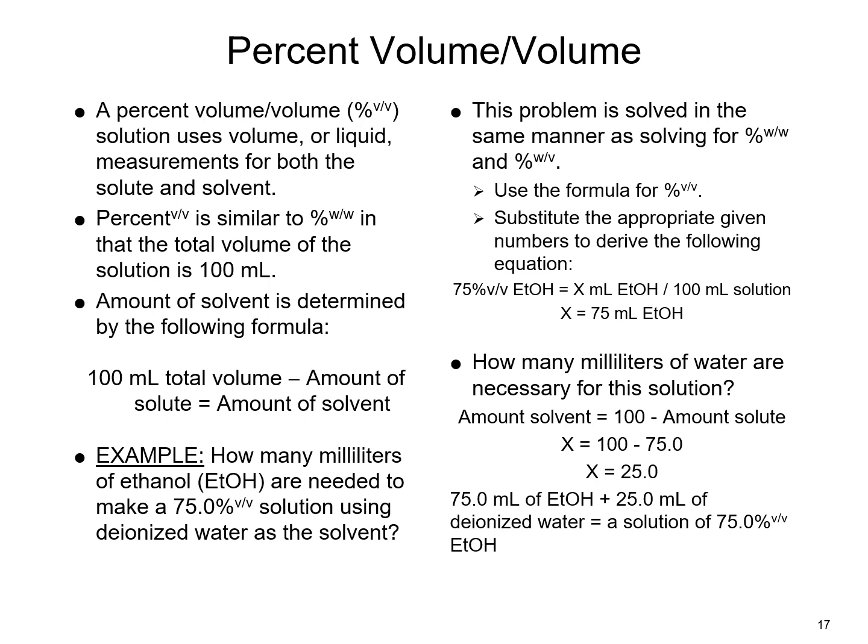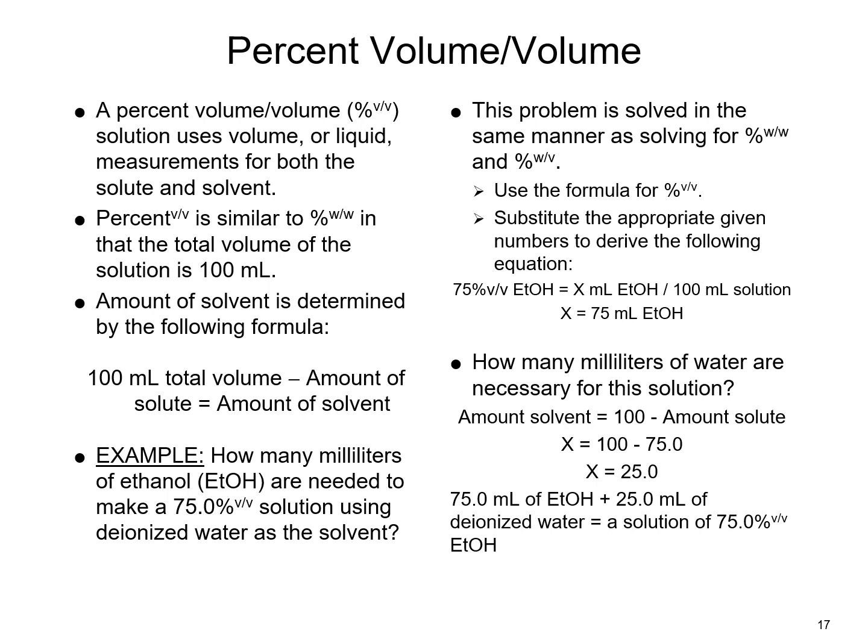A percent volume per volume solution uses volume or liquid measurements for both the solute and the solvent. So percent volume per volume is very similar to percent weight per weight, and the total volume of the solution is 100 mLs. Therefore, the amount of the solvent is determined by the following formula, where you have 100 mLs of total volume minus the amount of solute, and that's going to give you the amount of solvent.